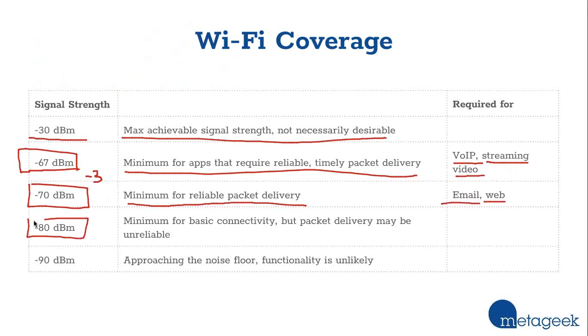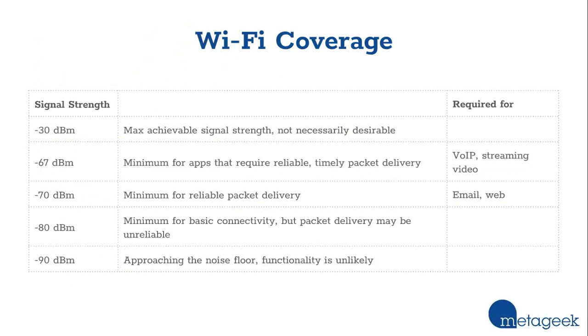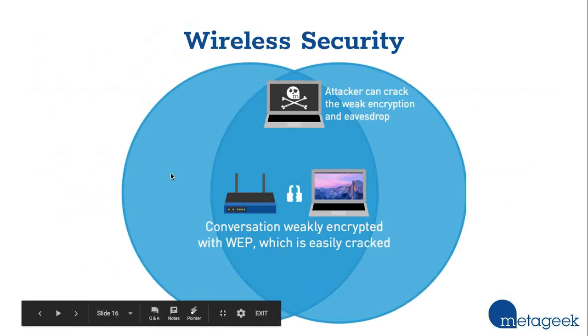At negative 80 dBm, that's what I consider to be the minimum for basic connectivity. And at that point, things are probably going to be kind of unreliable. You'll notice that your actual throughput will go down. Your client devices might get grouchy and they might disassociate from the network. It's probably not going to work that well. At negative 90 dBm, that is basically approaching the noise floor. The background noise is overtaking the signal, and so things are not going to work well at that signal strength.